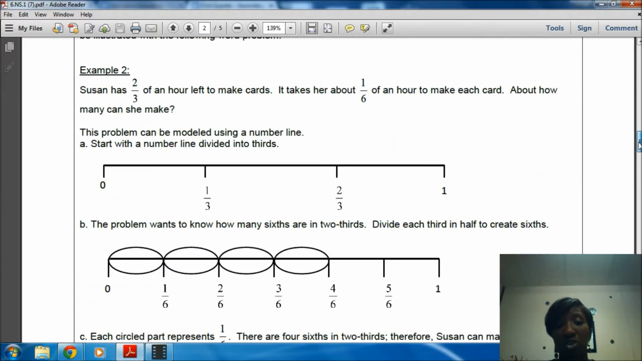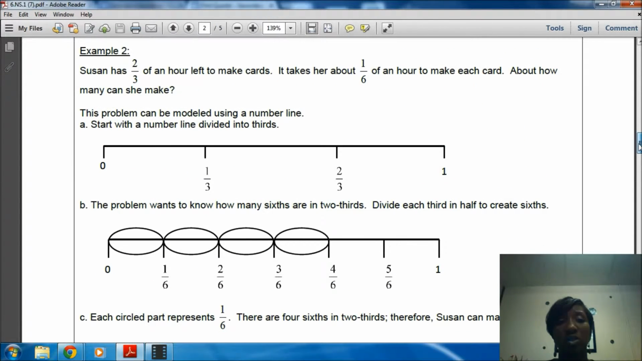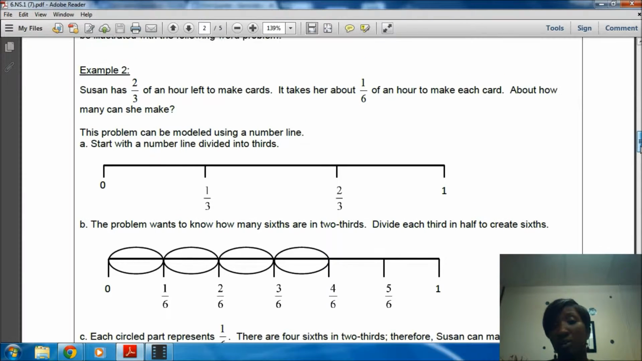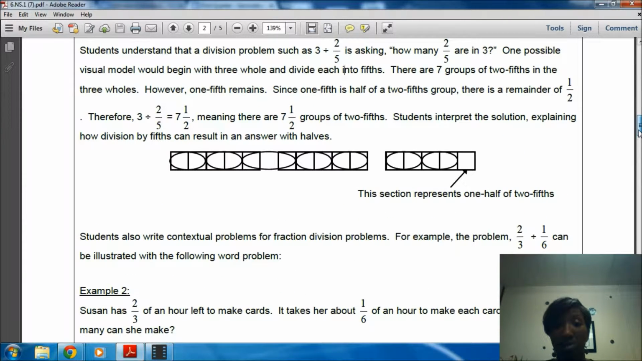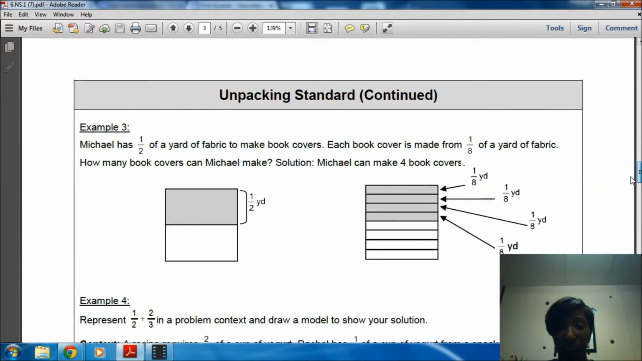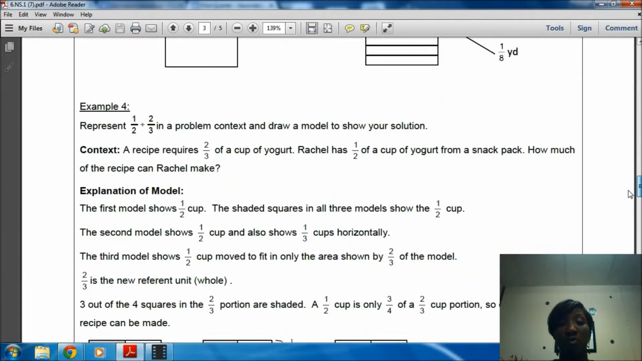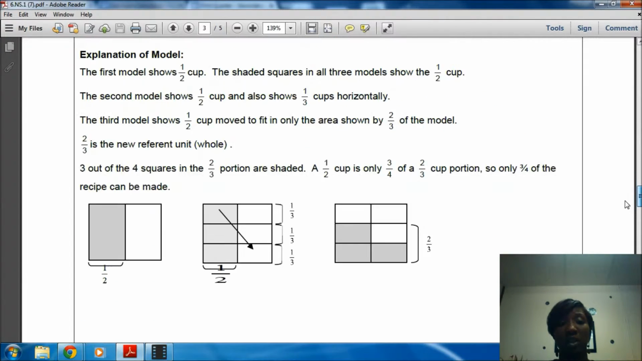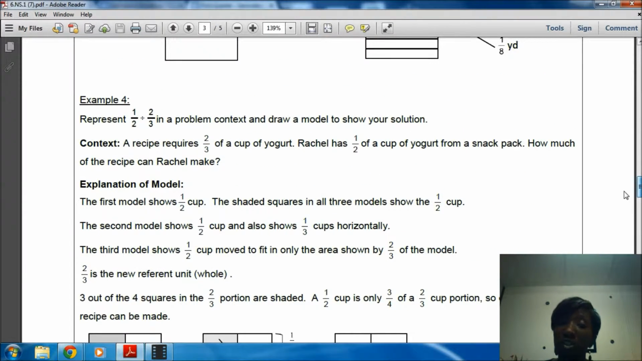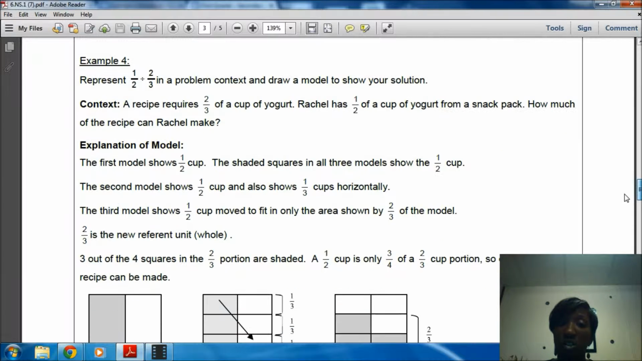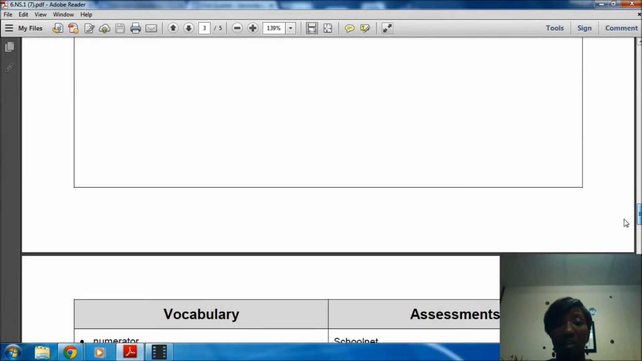Okay. So again, here's another example. Example 2, Susan has 2/3 of an hour left. You can see the visual model that they're using here is a number line. There are options with bar diagrams in the first example. And there's a 3rd example here as well that has a bar diagram, and a 4th example as well. And these examples not only have the actual questions, but they also have solutions and the context that this could be used in.